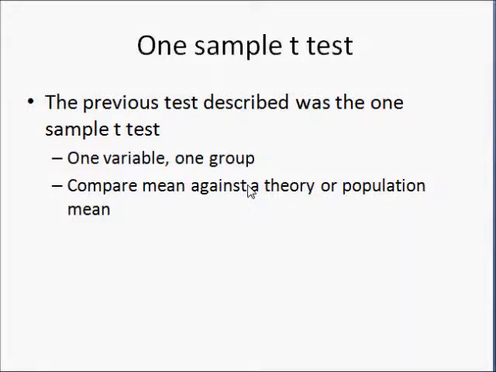The previous test I just described is the one sample t-test. In particular, we had one variable, height, and one group, so we were looking at all of the sample together, and we were comparing the mean of that group against a theory or population mean. So we were comparing that against our 60-inch theory.